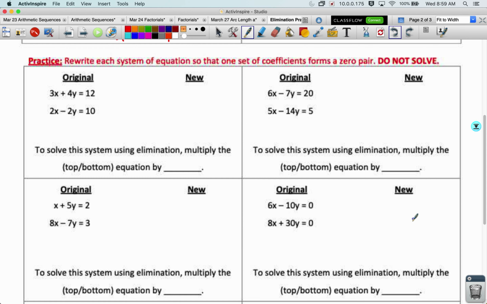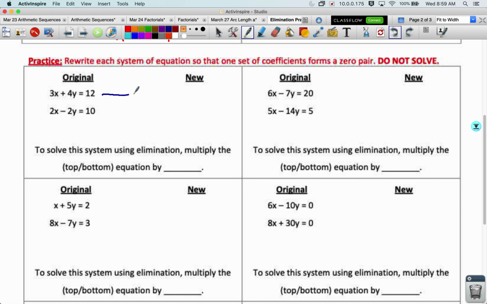The practice down here just wants you to rewrite each system so that one of the coefficients forms a zero pair, but you don't have to solve. All right, so we're just practicing making that zero pair. Let's look at this one. I can make a zero pair with the x's, but I have to multiply both of them. It's easier with the y's because 4 is a multiple of negative 2.